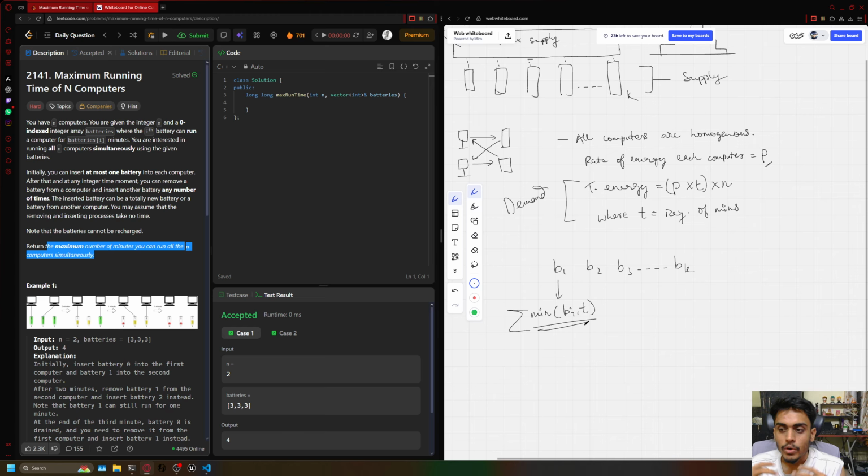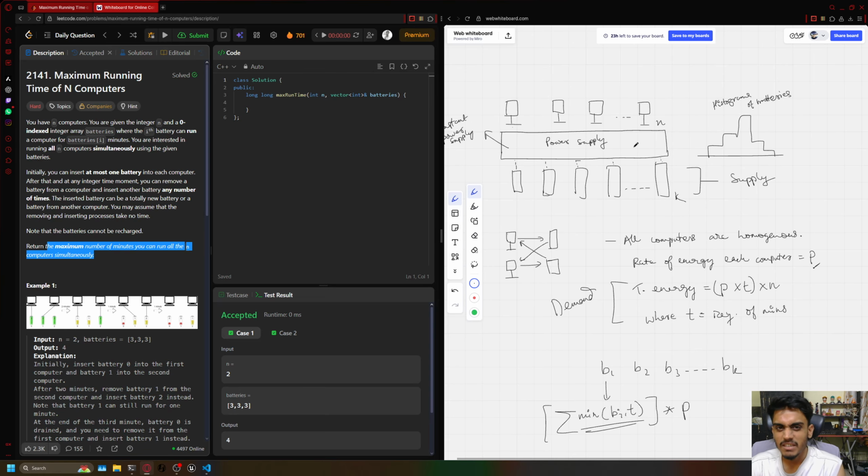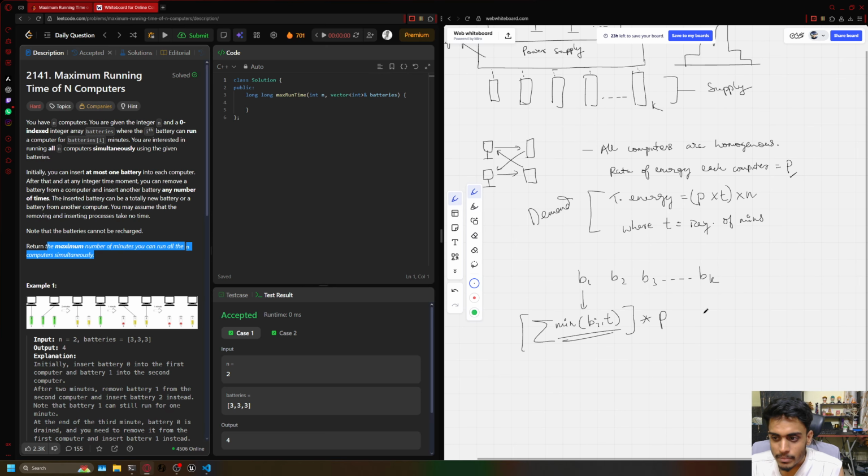The total amount of energy I can give to my power supply will be this times P, because my power supply will be drawing out from the batteries at the same rate the computers are drawing out the power, right? Because this is like a fake layer. It doesn't exist, we are just imagining it, but as per the question, this power supply layer exists. So this will be my total supply energy.